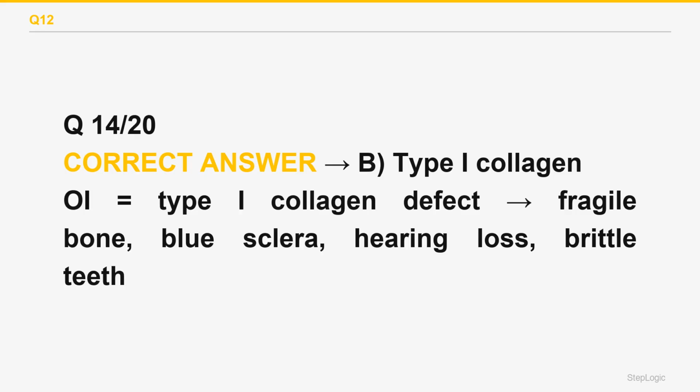The correct answer is B. The blue sclerae are the most classic single clue. Type I collagen is the bone collagen. Remember, type I, bone. Osteogenesis imperfecta can mimic child abuse because of the multiple fractures, so recognizing the blue sclerae and family history is important. Contrast with Marfan, fibrillin 1, and Alport, type IV collagen. The fragile bones with blue sclerae and brittle teeth point to a type I collagen defect.